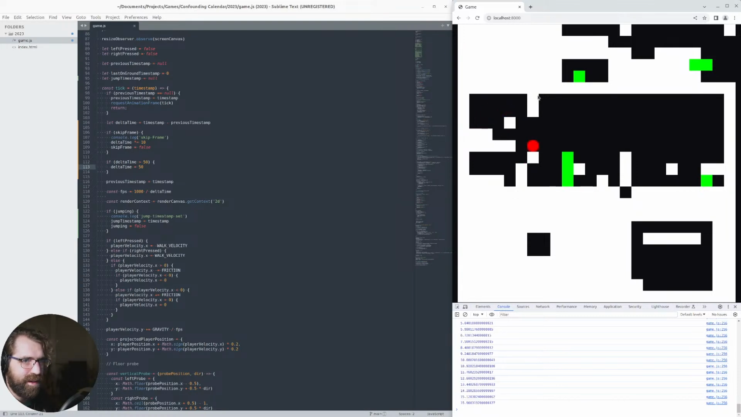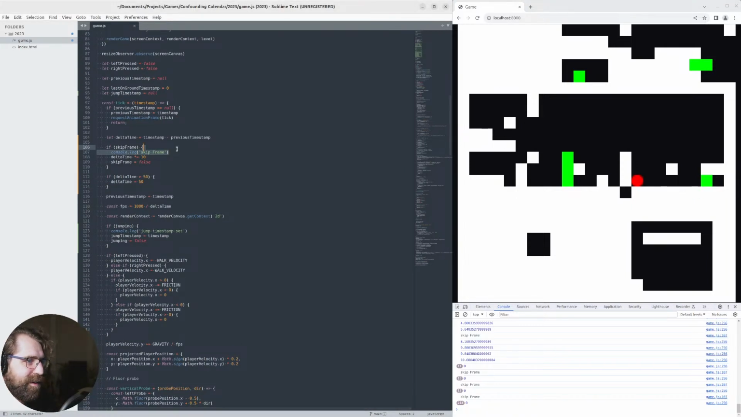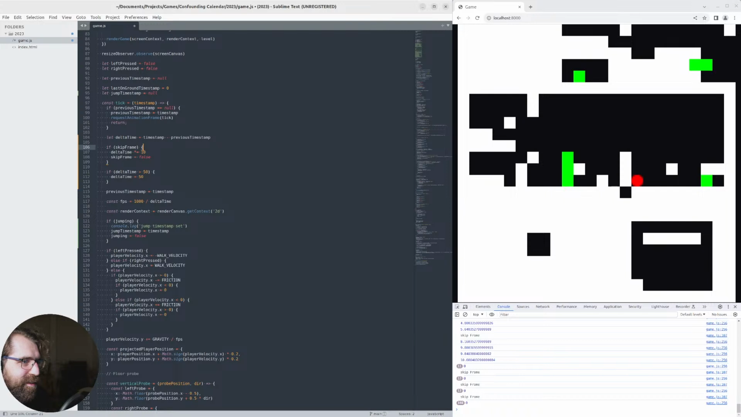Okie dokie. Does my coyote time work? So that just worked perfectly then. Does my anti-coyote time work? Yep, works perfectly. As far as I can tell, I'm not falling through the floor. I'm skipping frames. I think that's good. We'll just leave it like that. As long as it works in most cases, I'm happy.